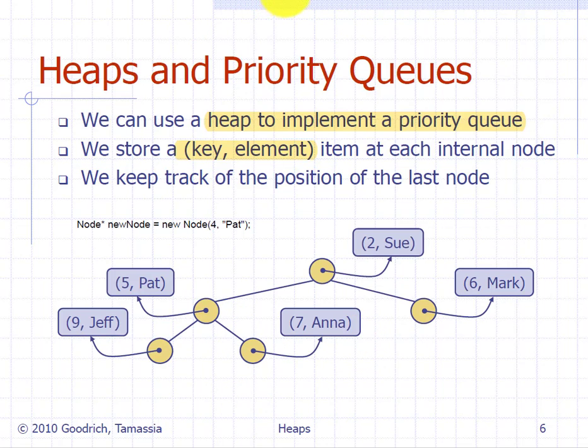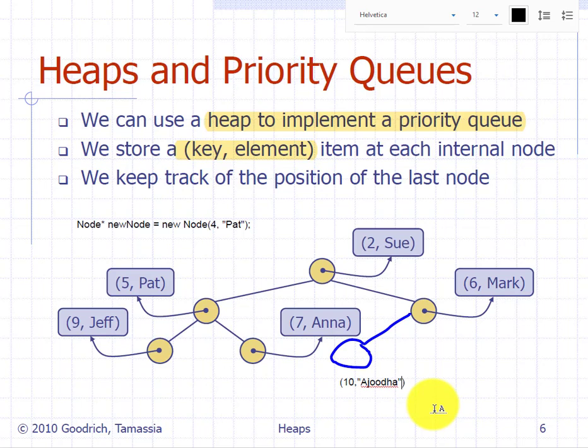If there was another node here, that would have been fine. Let's create one just for the sake of showing you that it is possible to have another node here, and this node will be, let's make it, 10, comma Judah. Okay, seeing that these are names.